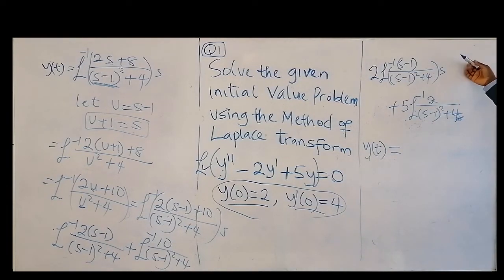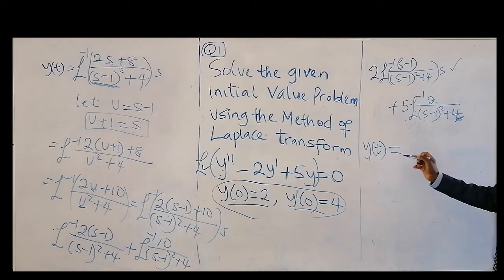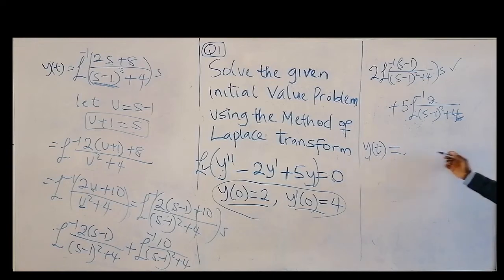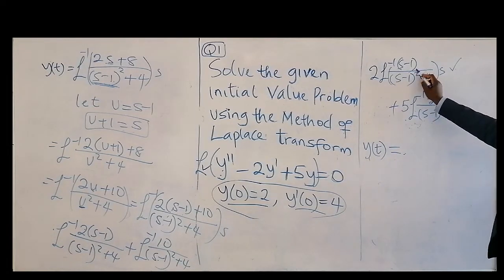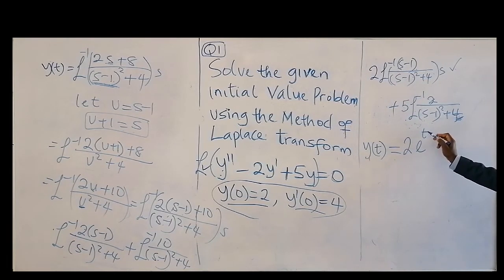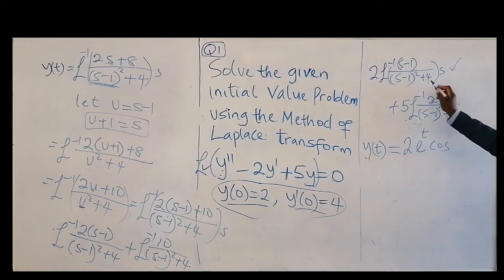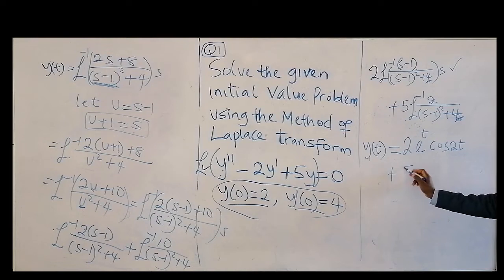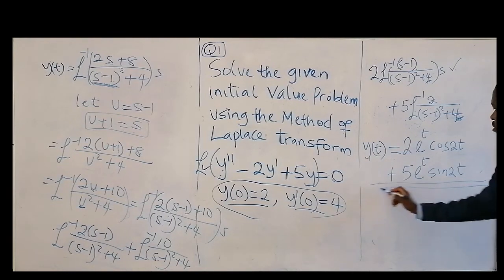I've said earlier that the moment you are using inverse Laplace, you are converting from the s domain to the time domain. So what does that mean? Your answer now will be a function of t. This is a direct table entry: 2 e to the power t cos 2t, plus 5 e to the power t sine 2t. So that's that on this question.